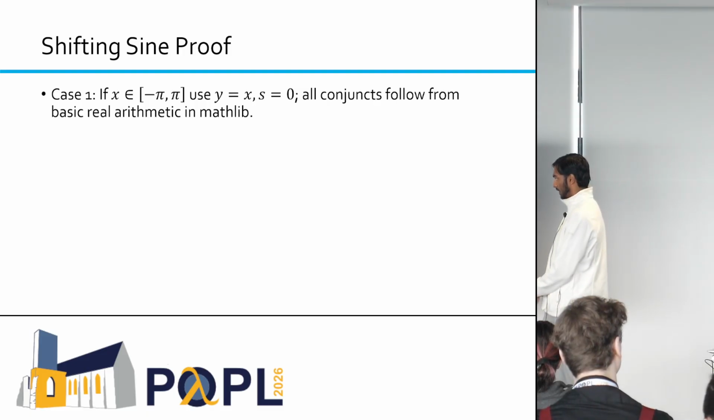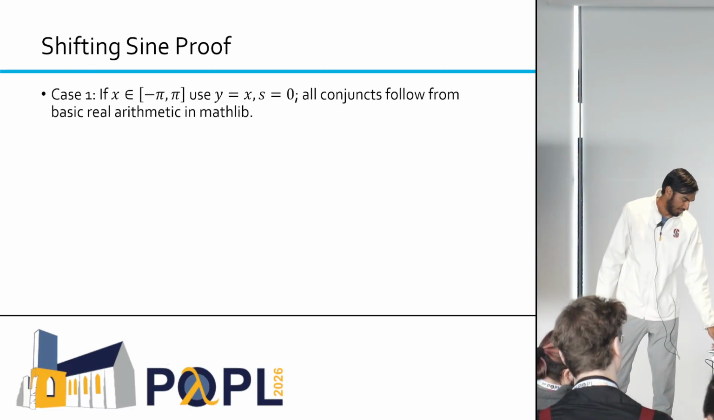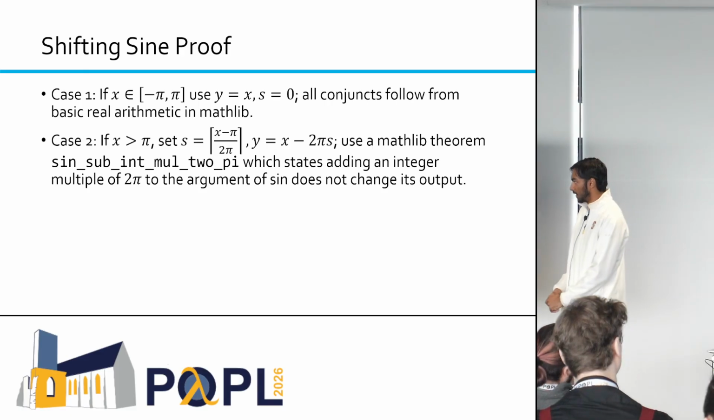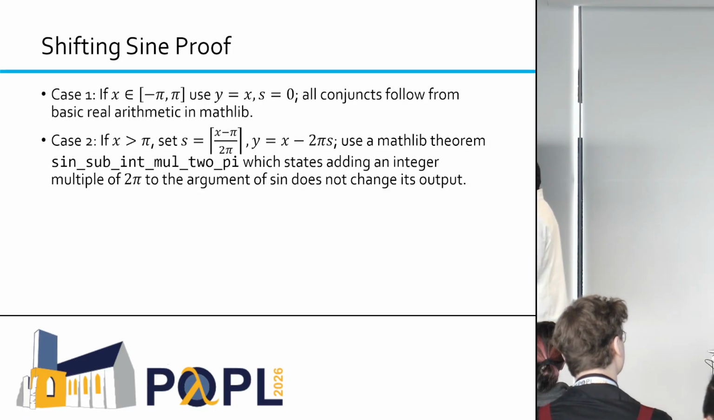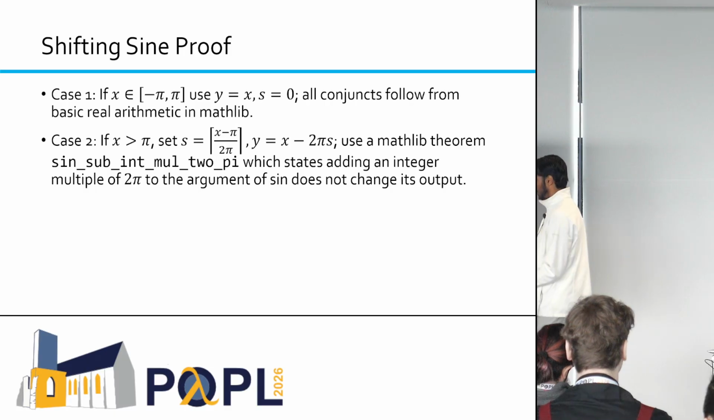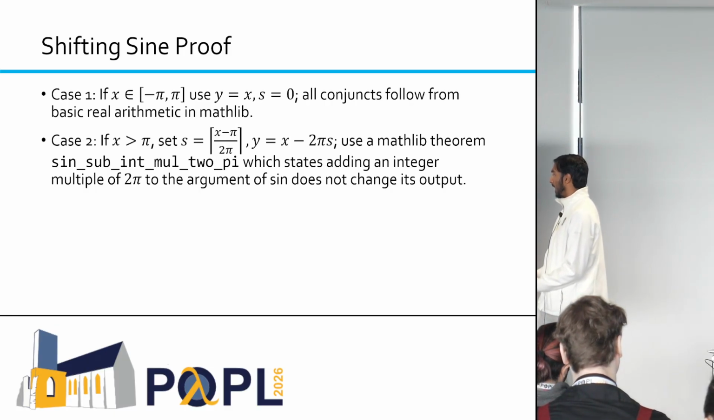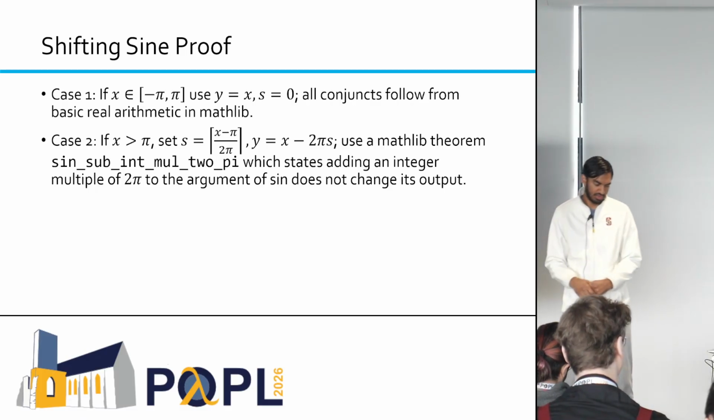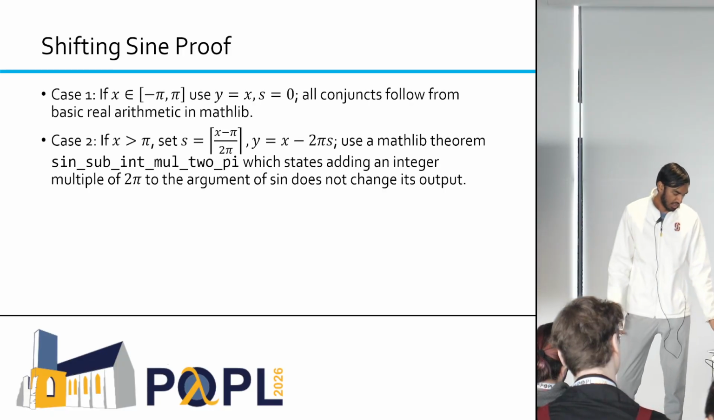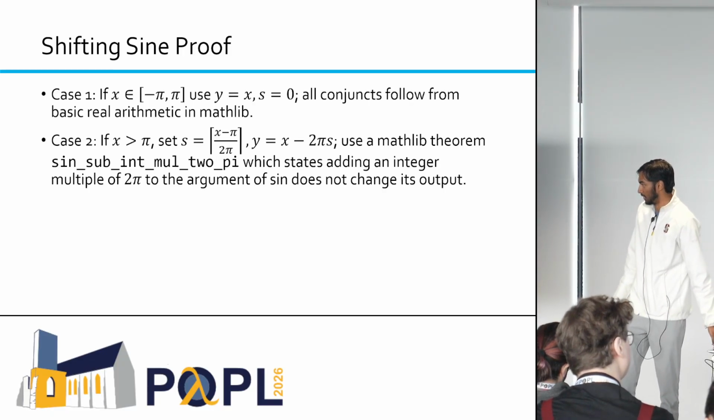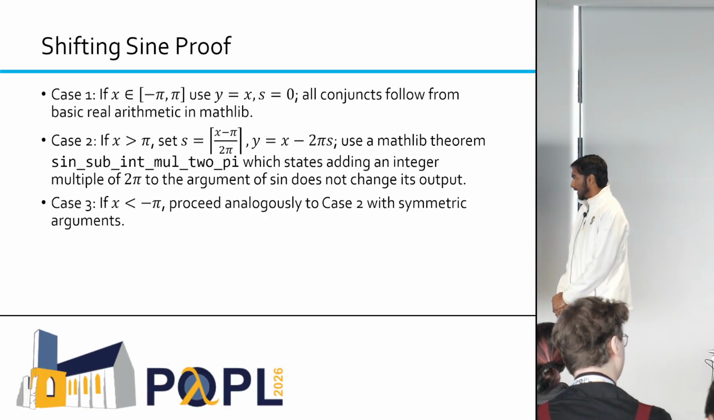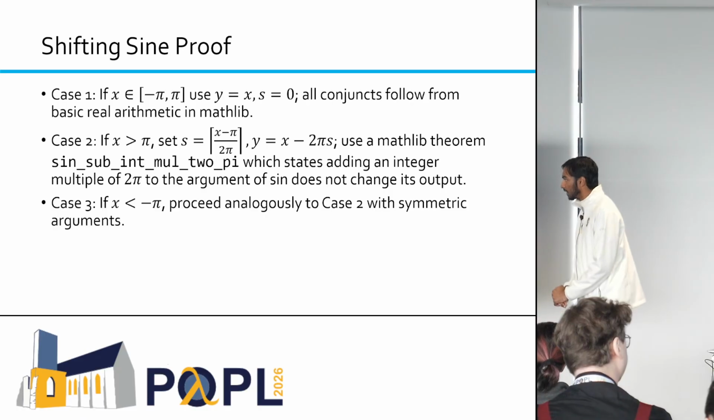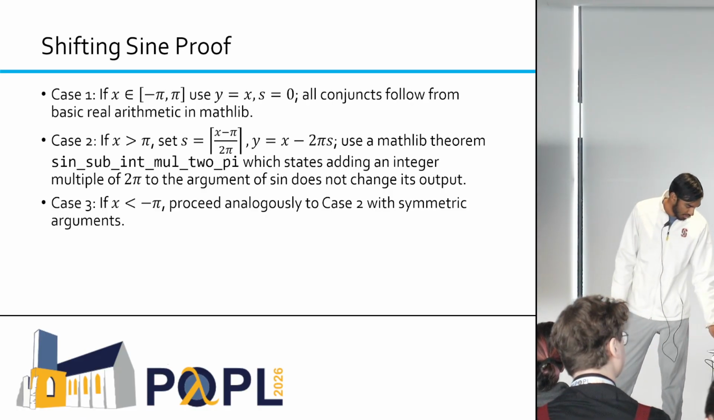In Lean, if we're already in the desired interval, then there's nothing to do. Otherwise, you consider shifting your variable. If x is greater than pi, then you shift x down to the interval negative pi to pi using this expression, the ceiling of the quotient of x minus pi over 2 pi. And then we just use a Mathlib theorem that says if you add an integer multiple of 2 pi, sine does not change. That's the main crux of the proof. And if x is less than negative pi, we do a similar thing.